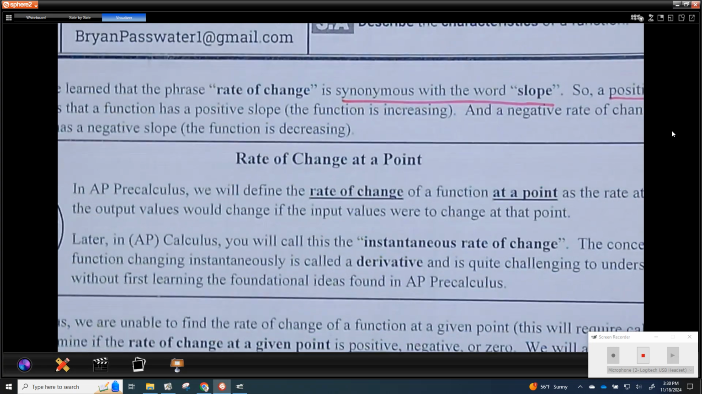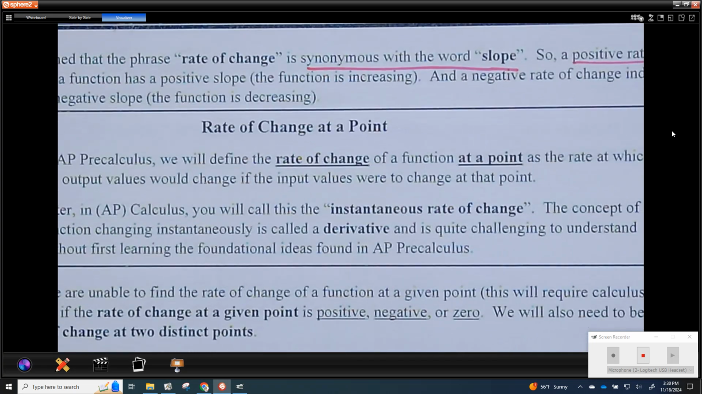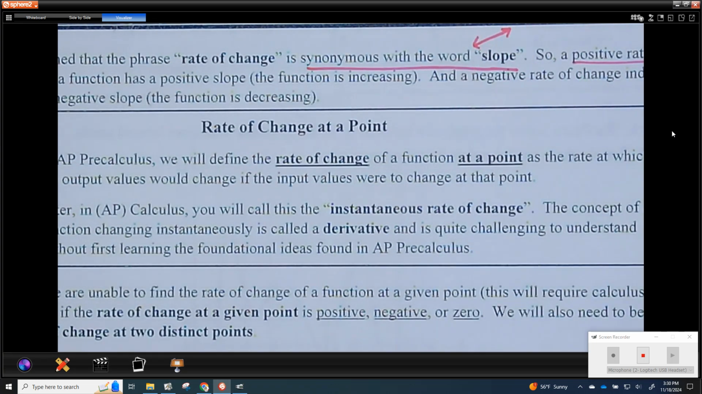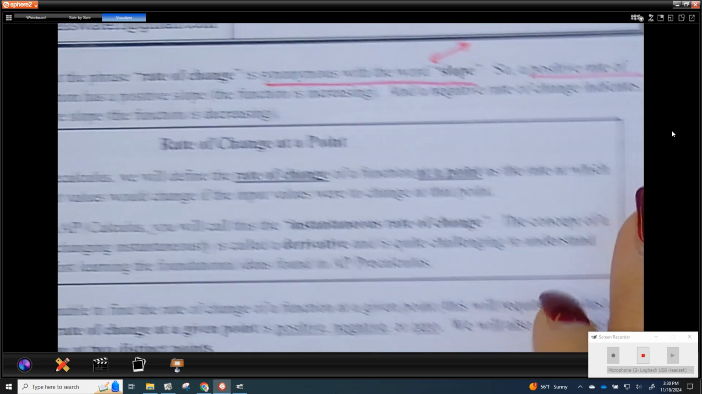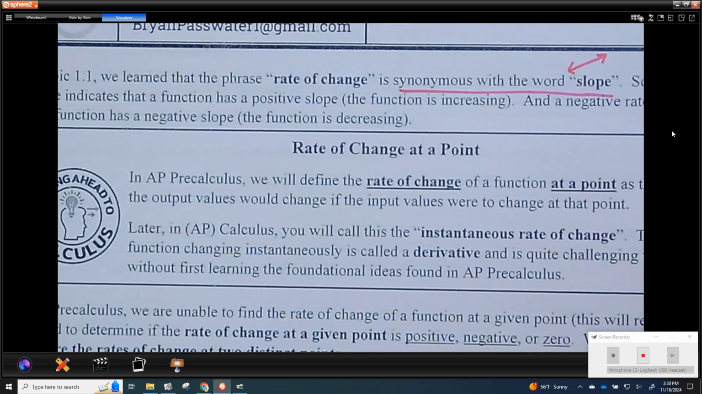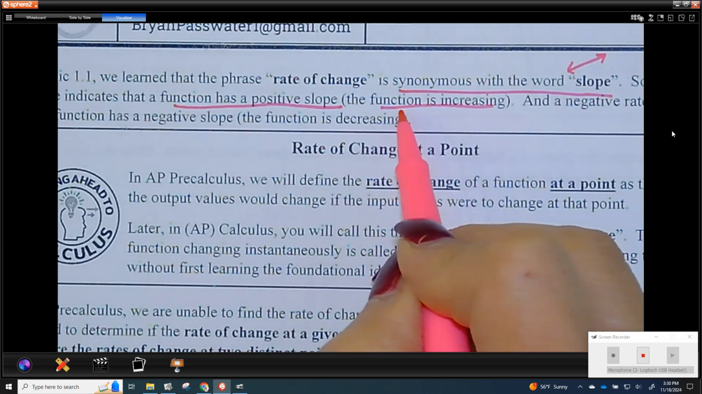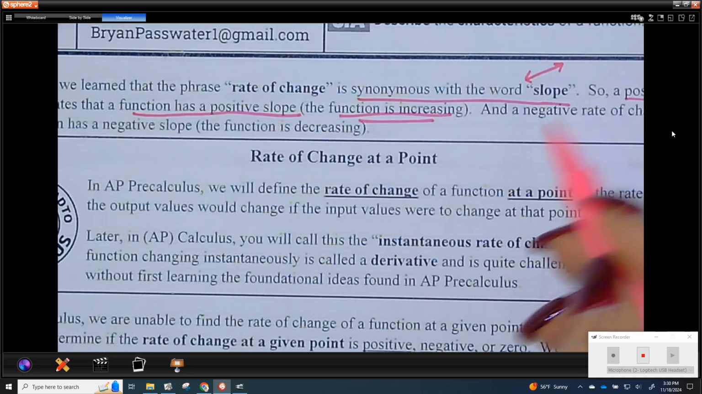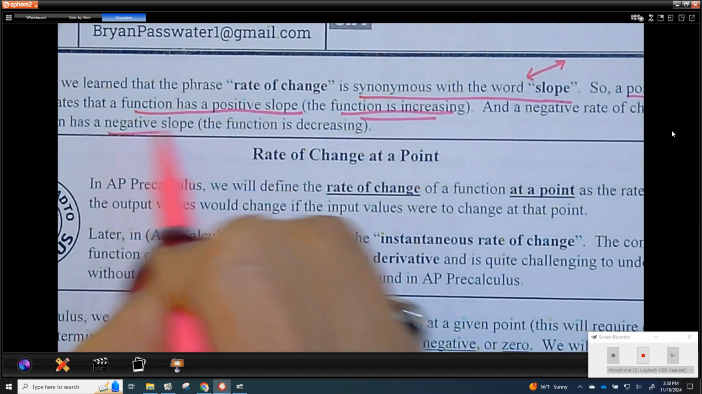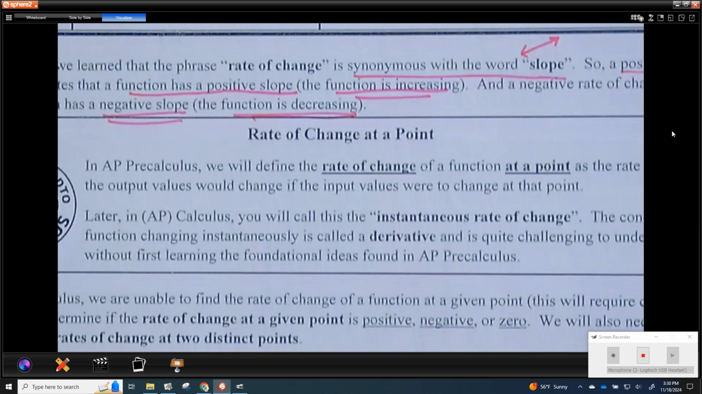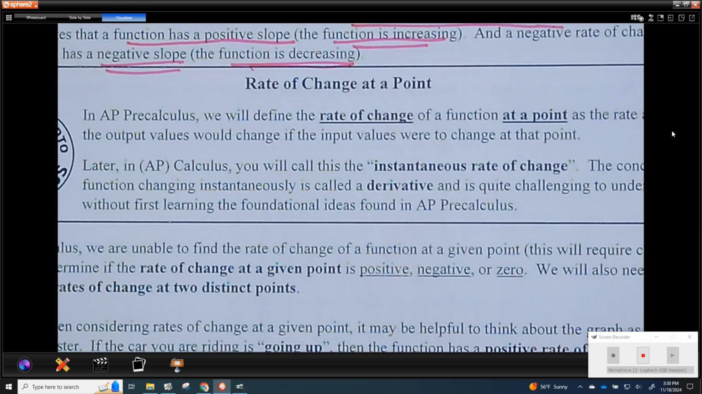So we started rate of change with 2-1. We talked about it, but it's synonymous with slope. Slope is a linear term we use with lines. So rate of change, we say that mostly with polynomials or other functions. A positive rate of change indicates the function has a positive slope. The function is increasing. A negative rate of change indicates it has a negative slope. The function is decreasing.